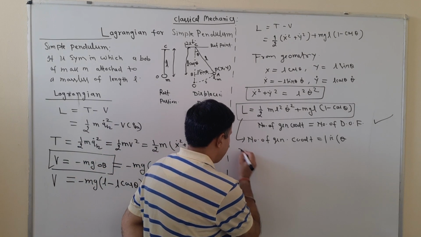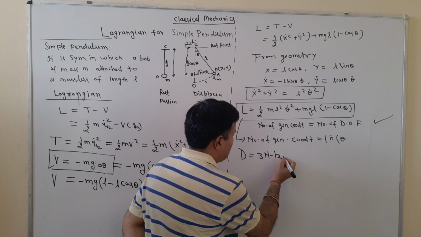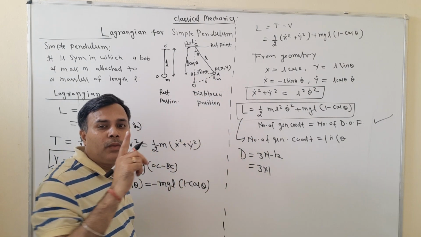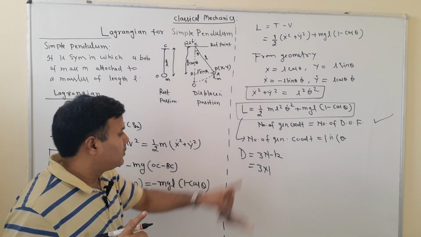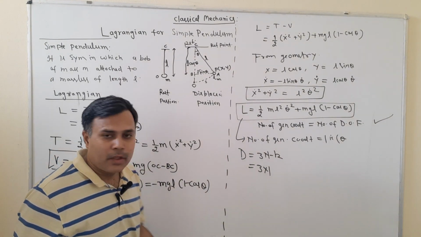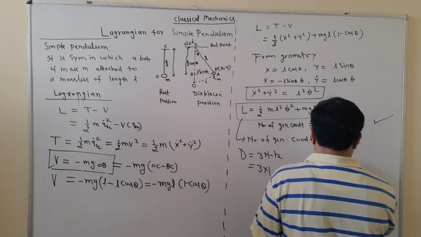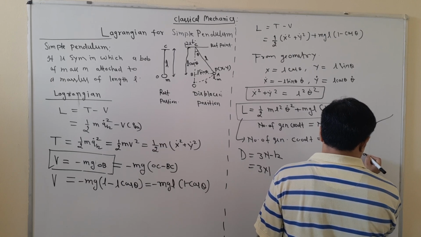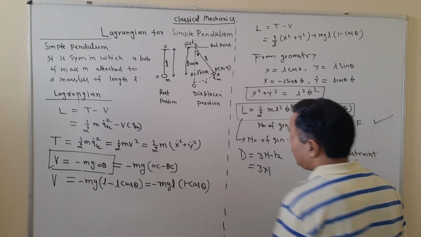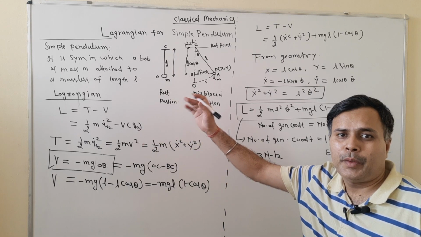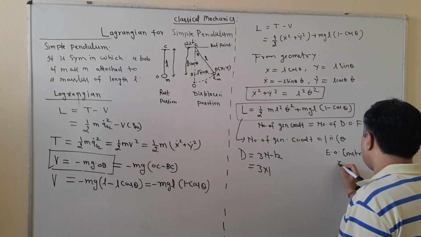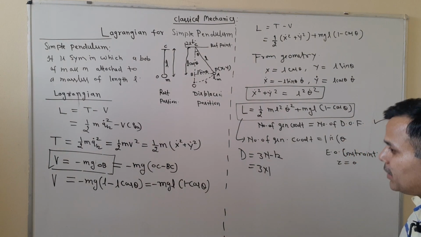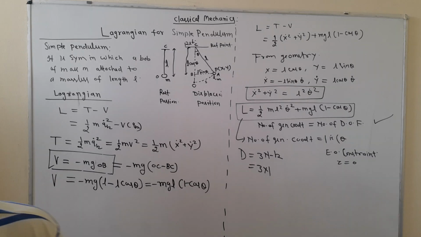So degrees of freedom is simply 3n minus k. We have only one particle, a bob of mass m, so n is 1. Now we have to find out the equations of constraint. What are the equations of constraint for a simple pendulum? This is in a plane, because our pendulum is in a plane. So we have z equal to 0. There is no motion along z. And we have another equation of constraint, which is this one.